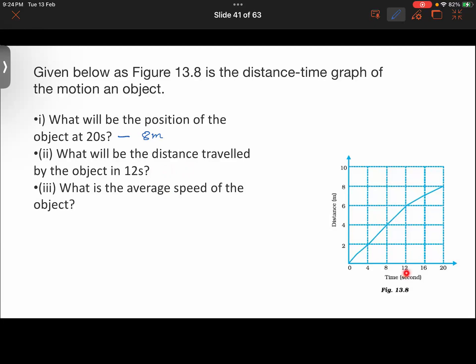Here, Sundus? 6, yeah, 6 meter. Okay, Chakrika, what is the average speed of the object? So can you repeat again? What is the average speed of the object here? Sundus, you also do this question. So can I have some time? Sure, take your time. Also, do tell me what is the formula to find average speed? The total distance divided by total time. Exactly.